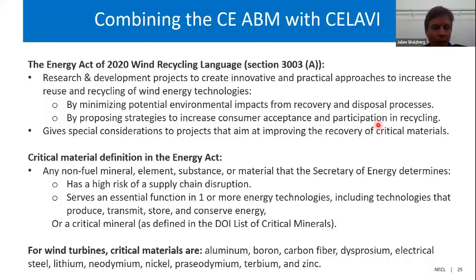Another interesting aspect of this Energy Act of 2020 is that it puts some emphasis on improving the recovery of critical materials. Typical critical materials for wind turbines are rare earth elements that are used in the permanent magnets of some wind turbines: dysprosium, neodymium, and praseodymium.